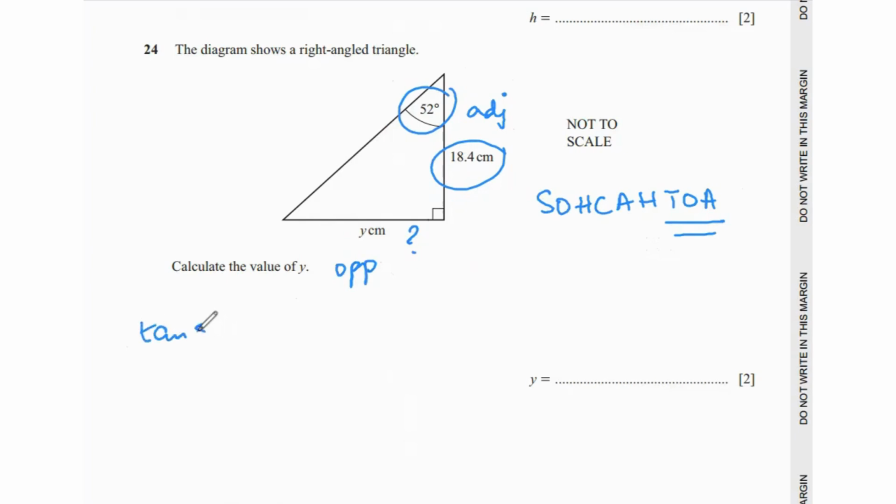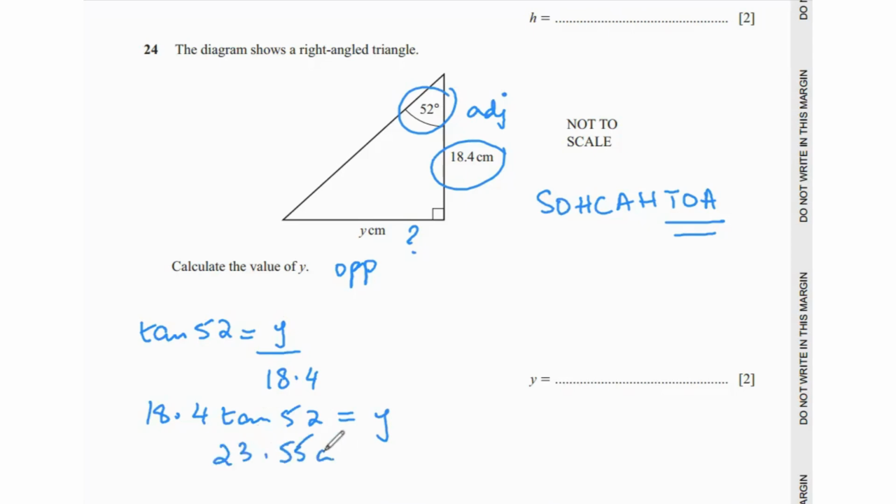So tan of 52 equals y over 18.4. Cross multiply. So 18.4 times tan 52 equals y. And that gives us the value of 23.55 centimeters. We can give it correct to one decimal place, which would be 23.6 centimeters. That is your value of y.